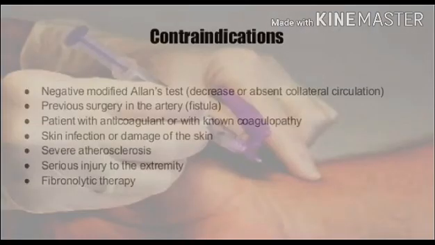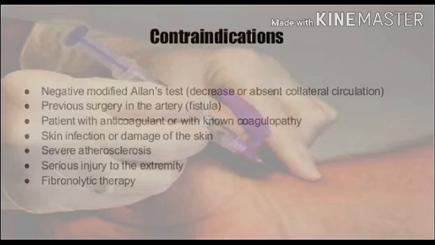What are the possible contraindications for arterial blood gas analysis? Number 1. Negative modified Allen's test, decreased or absent collateral circulation. Number 2. Previous surgery in the artery, or a fistula, or a patient undergoing dialysis. Number 3. Patient on anticoagulants or with known coagulopathy. Number 4. Skin infections or damage of the skin.